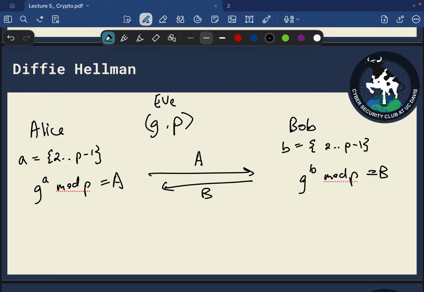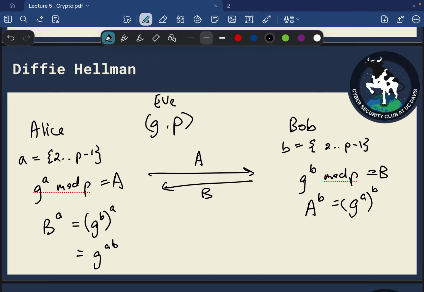So how does this help? Well, it turns out we'll take B, raise this to the private number that Alice got, which is a, which, if you remember, capital B is just g to the power of b, raised to the power of a. So that yields g to the power of ab. Bob will do the same. Take capital A, raise it to the lowercase letter b. That equals g to the power of a to the power of b, which is just g to the power of ab.